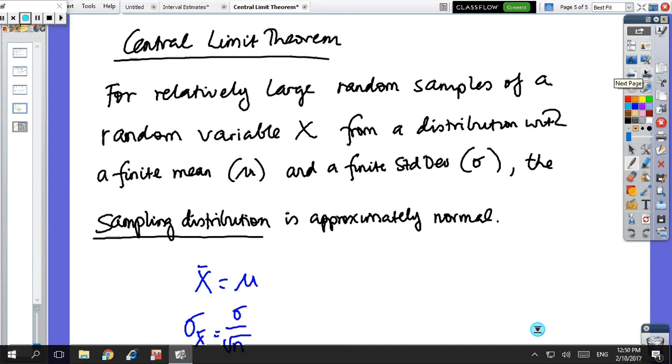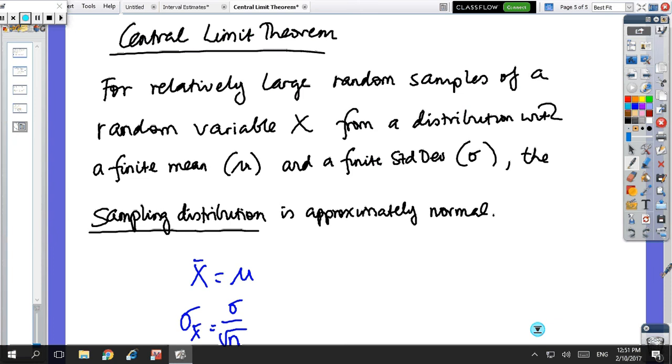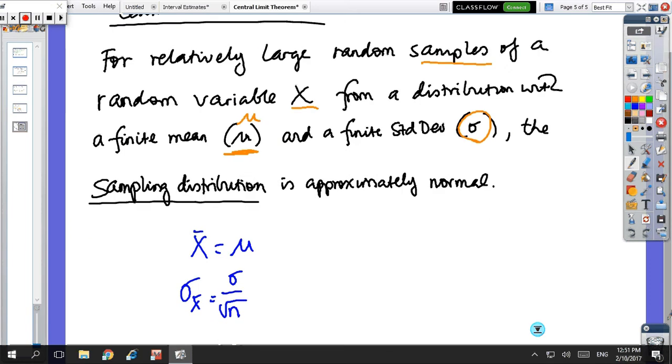Okay, so what we've got is this little bit. So the central limit theorem. For relatively large sample sizes of the variable x, the mean we use the letter mu, and standard deviation we use the letter sigma. And so the mean will be equal to mu, and the standard deviation of the variable will end up being this formula here. So it's slightly different, but we're going to use that formula for future questions. Okay, so copy that and come across.